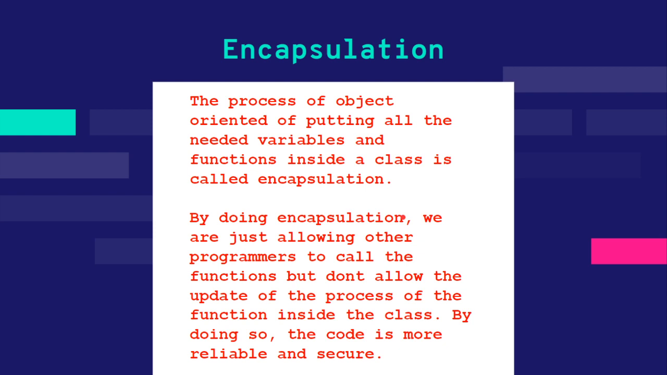Next, encapsulation. The process of object-oriented of putting all the needed variables and functions inside the class is called encapsulation. By doing encapsulation, we are just allowing other programmers to call the functions but don't allow the update of the process of the function inside the class. By doing so, the code is more reliable and secure.